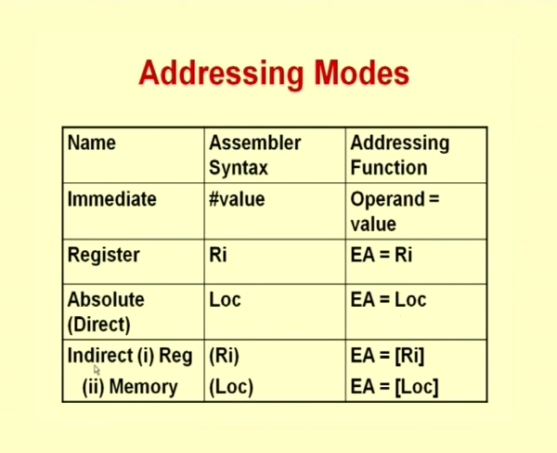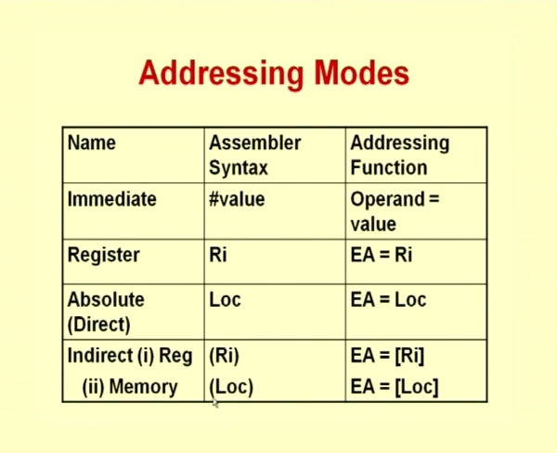We also have something called indirect addressing mode. In indirect we actually have two versions, the register indirect and the memory indirect. In register indirect, the effective address is the contents of the register. You take the value which is there in the register, and that register value gives the memory address. So, you have to fetch the data from that memory address. So, effective address is contents of the register.